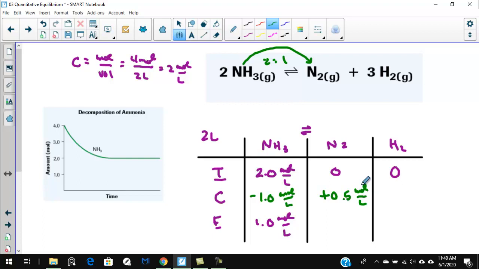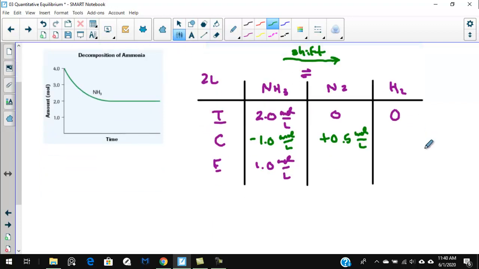Positive because we're making it. Remember, we figured out that our shift would be in this direction. And so that means we're going to be making some N2, and we're going to make 0.5 moles per liter of it. And then the last one, we're going to go from the 2 all the way over here to the 3. So it's a 2 to 3 relationship. Okay. So you have to take that into account.